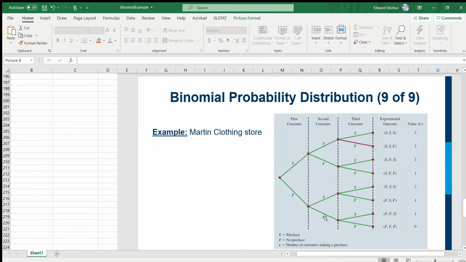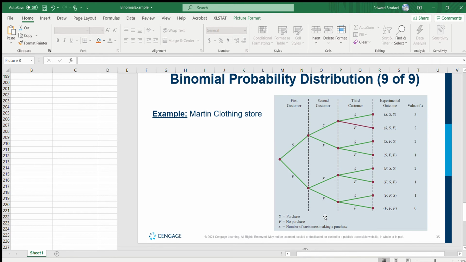But that's what it would look like on a tree diagram, which is always helpful to visualize. The first customer comes in, it's either a success or a failure. Then that leads to the next customer. That could be 2 successes, or a success and a failure, or a failure and a success, or a failure and a failure, and so on and so forth. So you have these experimental outcome sequences, and that's the value of x. 3 successes or no successes.